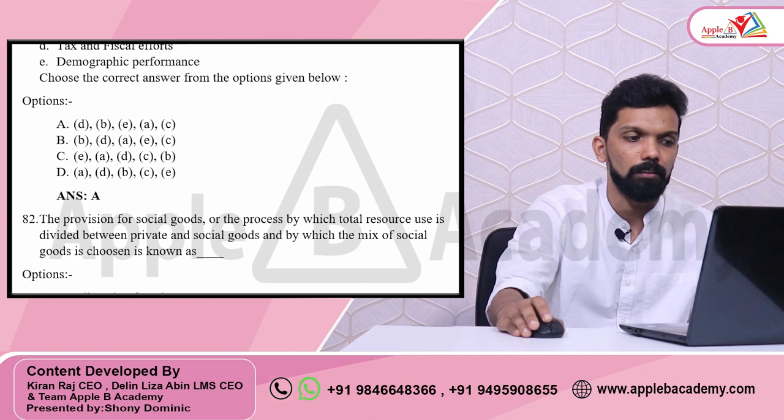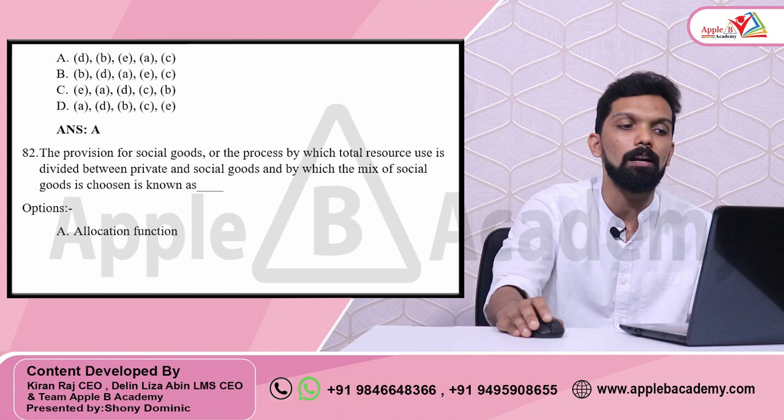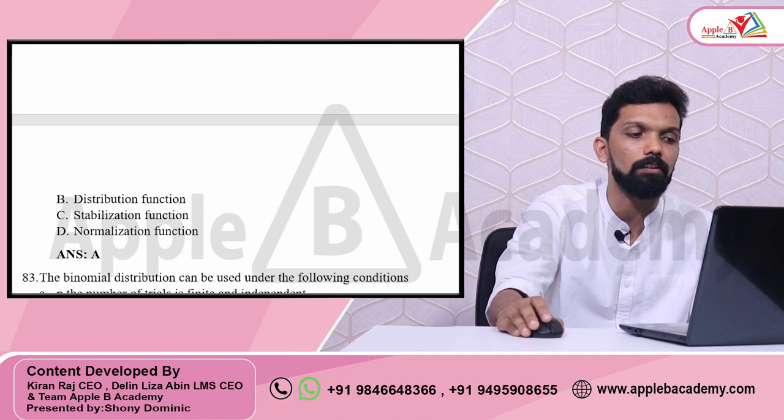So question number 82, the provision for social goods, or the process by which total resources used are divided between private and social goods and by which the mix of social goods is chosen, is known as allocation function, distribution function, stabilization function, normalization function. The right answer for this question is option A, allocation function.